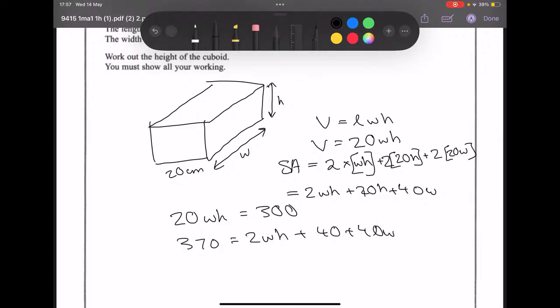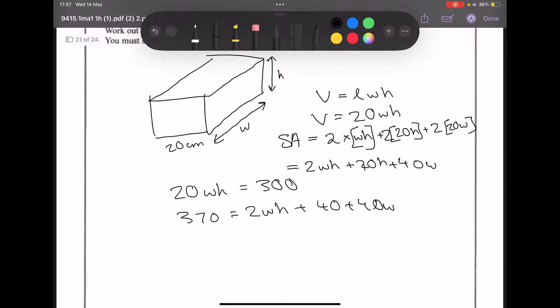Now as we can see here, there's a difference of 70 between each equation. So 70 equals 18WH. Now with this question, we are meant to form a quadratic. Now the quadratic would be formed, and we would go from 2h squared minus 17h plus 30 equals 0.